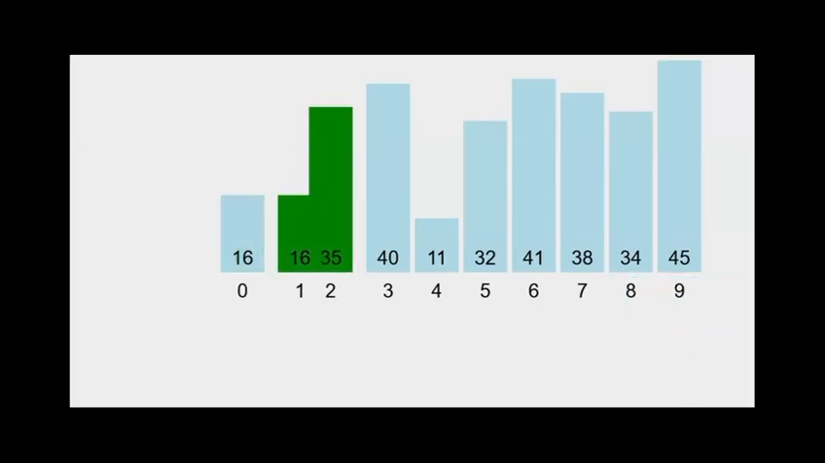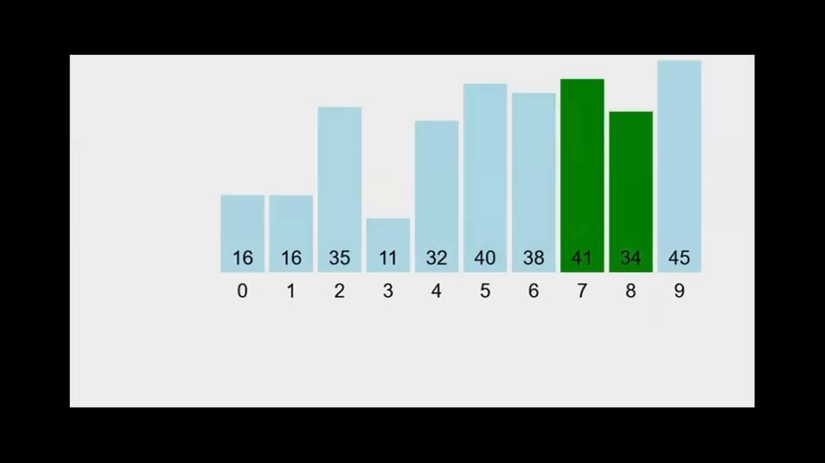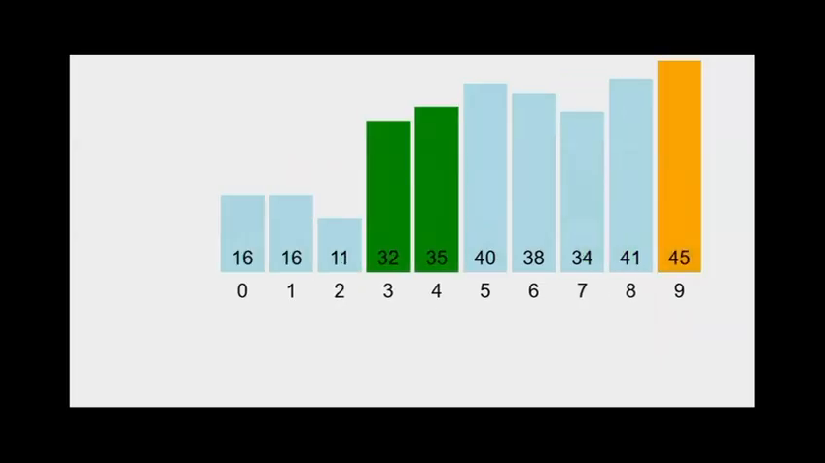Today we are going to see bubble sort. Bubble sort is a comparison based sorting algorithm. It works by repeatedly swapping adjacent elements if they are in the wrong order.